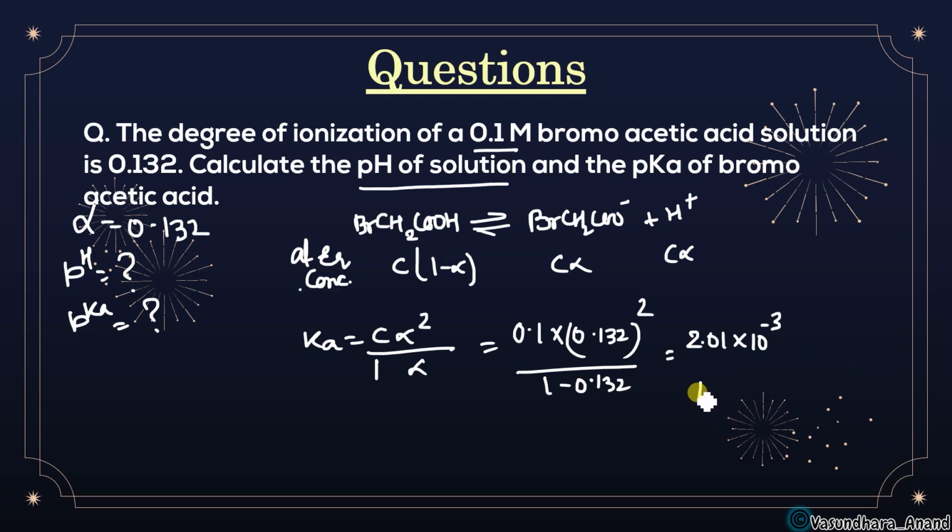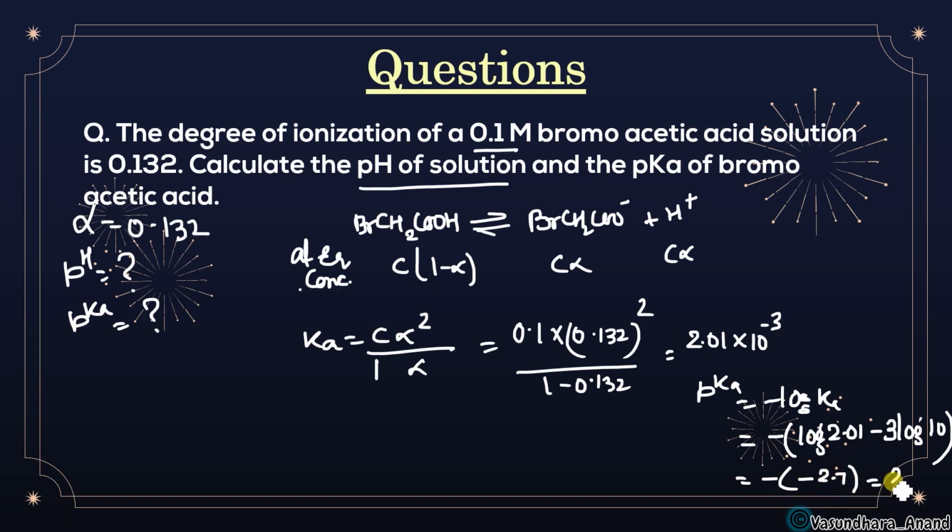For pKa, what you will do? pKa is equal to minus log Ka. Formula we have done. So minus log, and can write 2.01 minus 3 log 10. Yes. So you just solve it and you will get the value is around 2.7. That means the pK value will be coming 2.7.